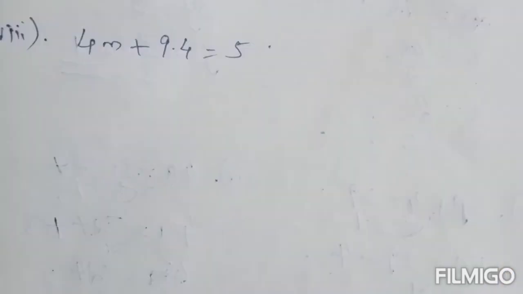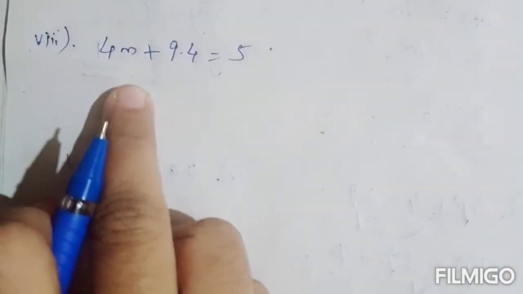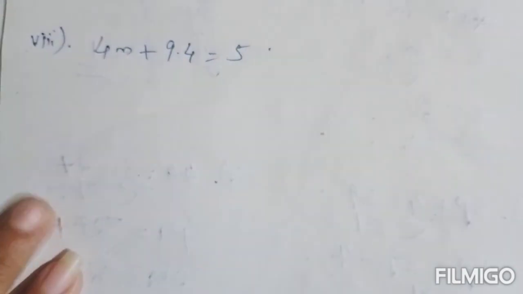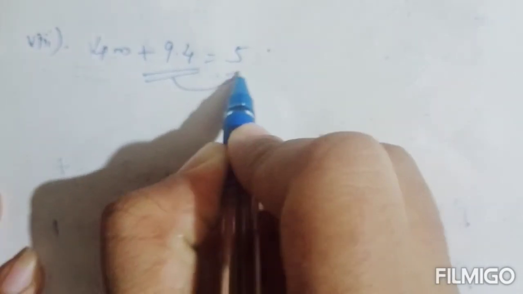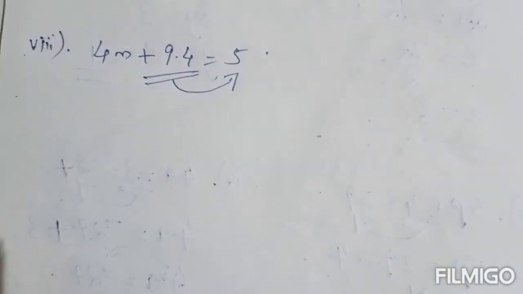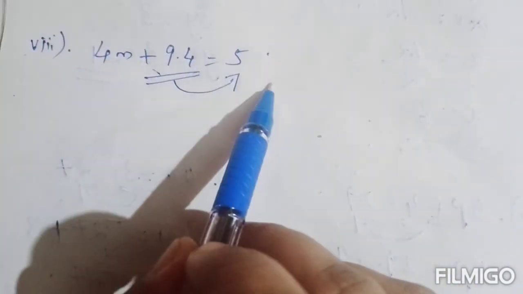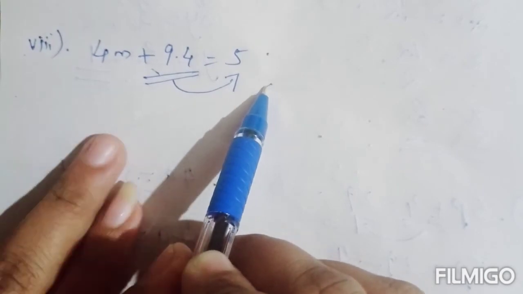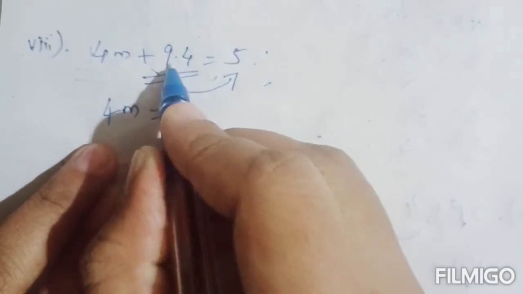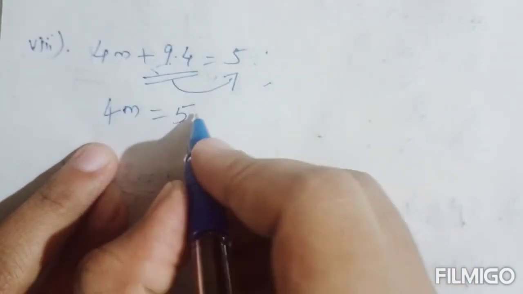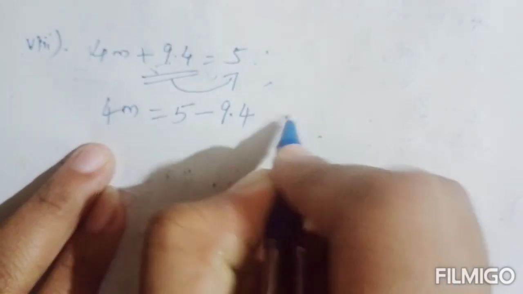Okay, in that eighth one, 4m plus 9.4 equal to 5. So first we are taking this plus 9.4 to the other side. Okay, positive on taking to other side, it will be negative. So 4m equal to 5 plus 9.4 on taking to other side, it will be minus 9.4.